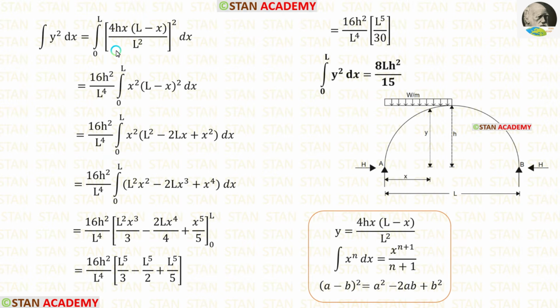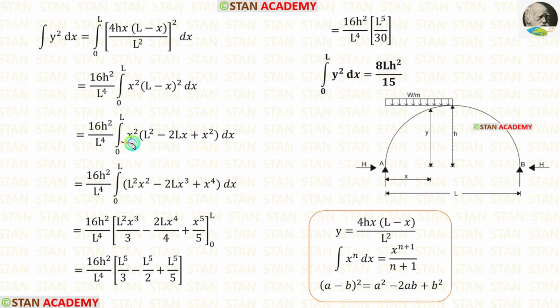Then we can take the constants outside. 4h and L square are the constants. But before taking the constants outside, we have to square them. When we square 4h, we will get 16h square. When we square L square, we will get L power 4. For L minus x the whole square, we can apply a minus b the whole square formula. Then let us multiply x square with this value. After multiplying, we are getting this.